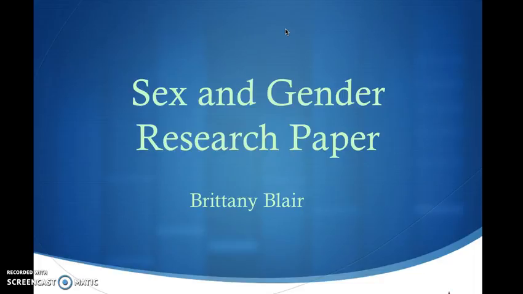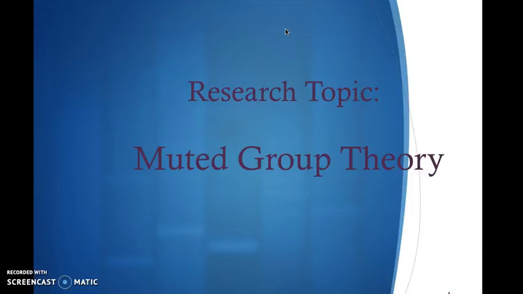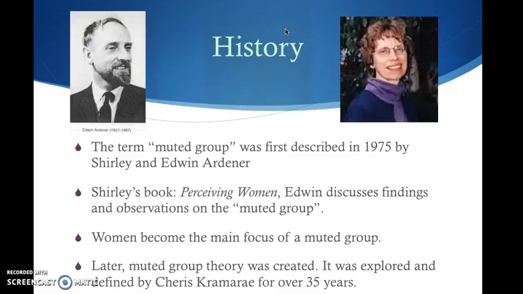So today I'm just going to give you a brief overview of some of the information that I have found. Once again, my topic is muted group theory. For a little bit of history, the term muted group was first described in 1975 by a couple named Shirley and Edwin Ardner. Edwin is right over here. In Shirley's book Perceiving Women, Edwin discusses his findings and observations based on the muted group. Through Edwin's observations, he described how women became known as a central element of a muted group. Later, the muted group theory was created. It was explored and defined by Cheris Kramarae. She perfected this theory for over 35 years, and here's her picture.